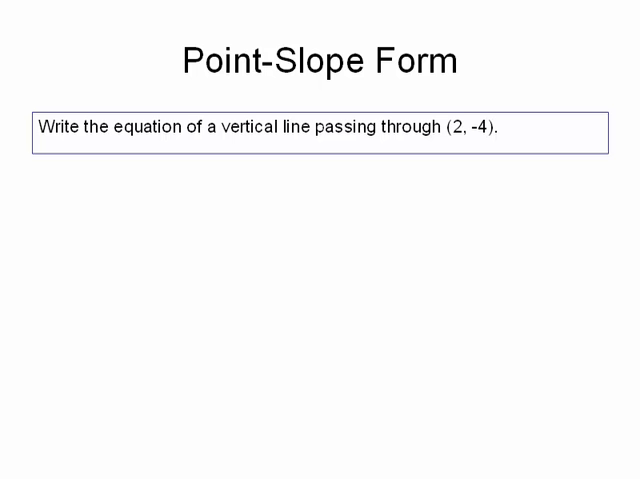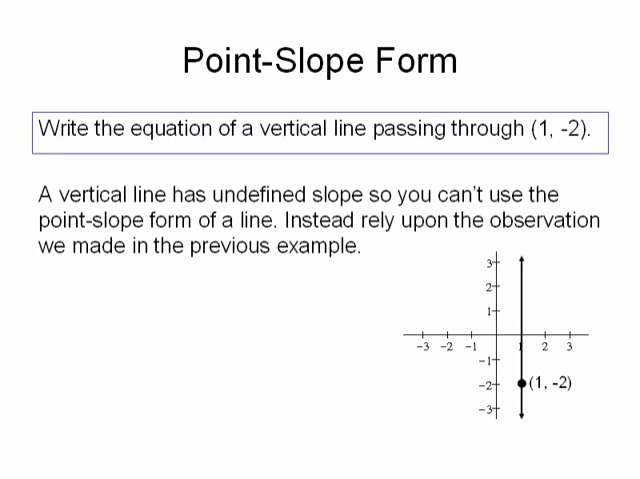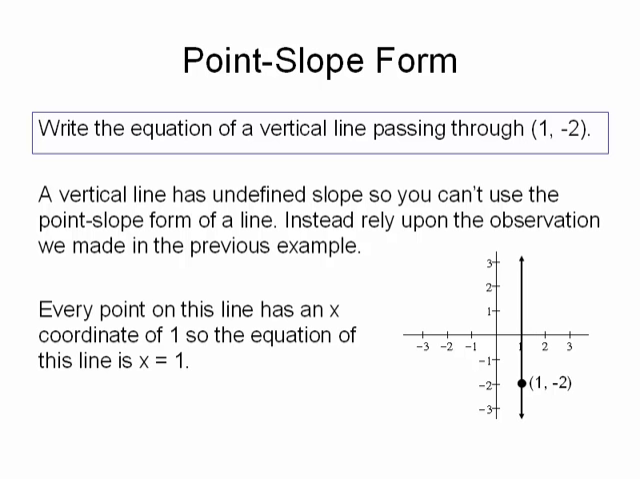Now, what would be the equation of a vertical line passing through (2, -4)? A vertical line has undefined slope, so you can't use the point-slope form of a line. Instead, rely upon the observation we made in the previous example. Let's go ahead and draw that vertical line through the point (1, -2). Every point on this line has an x-coordinate of 1, so the equation of this line must be x equals 1.